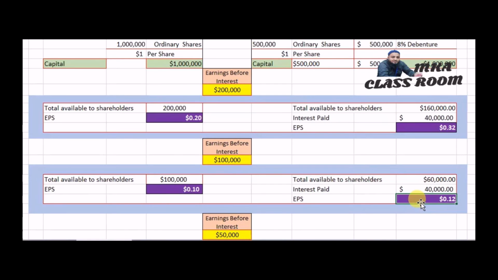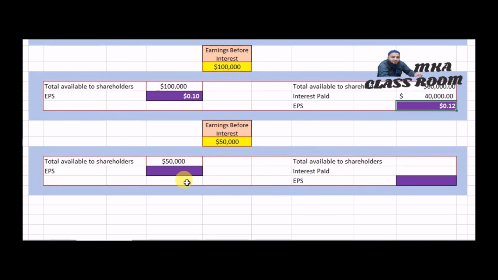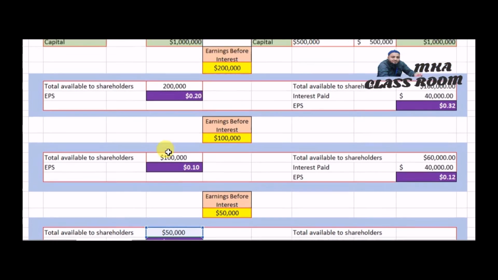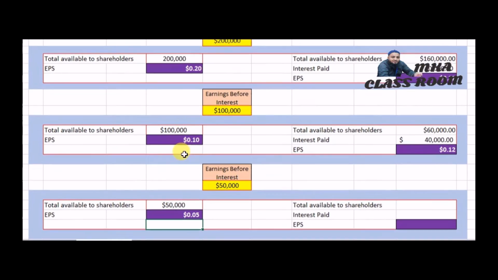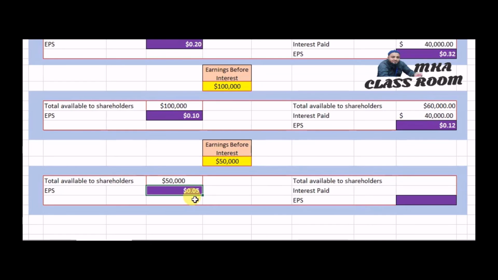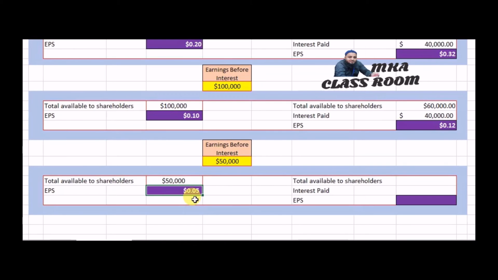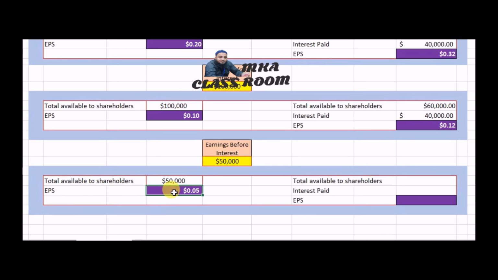Now again we will try to see if earnings go down to 50,000, what will happen to the company's income. So the total income available to the shareholders is 50,000. So EPS equals 50,000 divided by the number of outstanding shares, 10 lakh. So what will happen? 0.05 dollar, that means 5 cents income available to the shareholders. So if the income goes down to 50,000, the unlevered company's shareholders' earnings are still 5 cents.